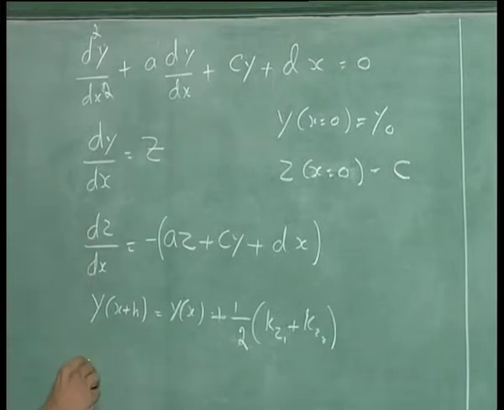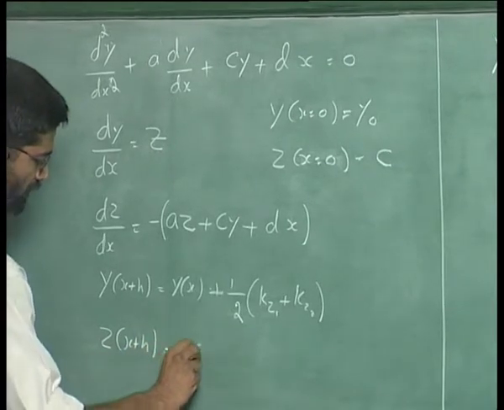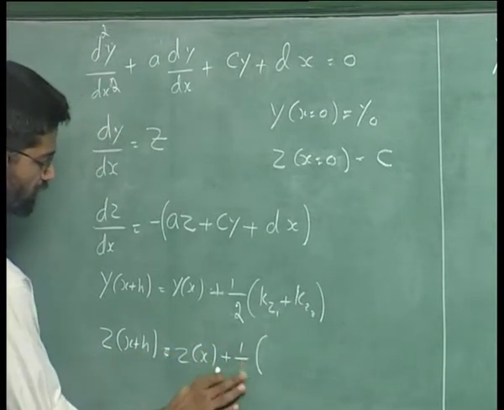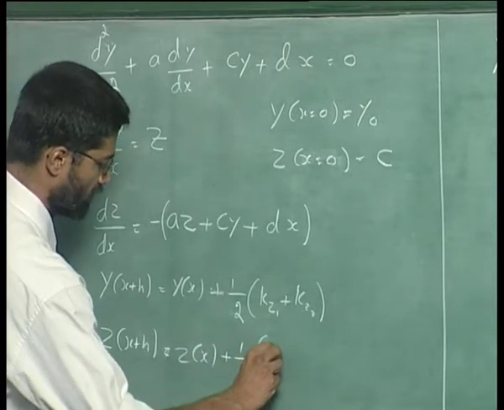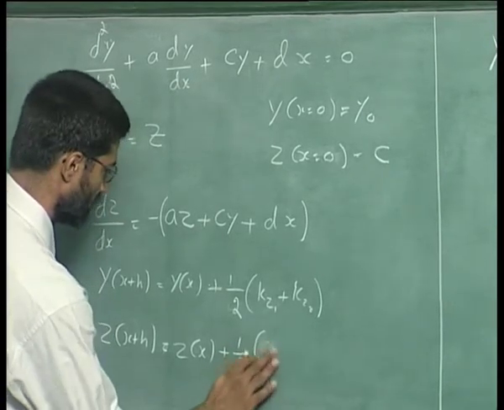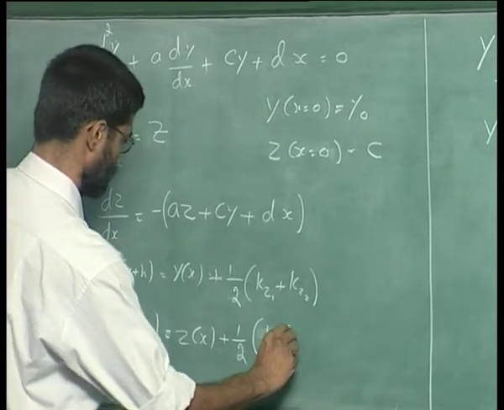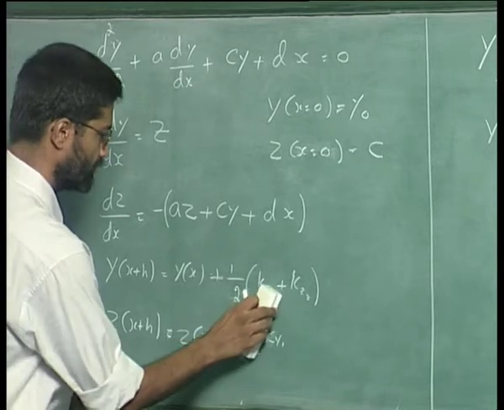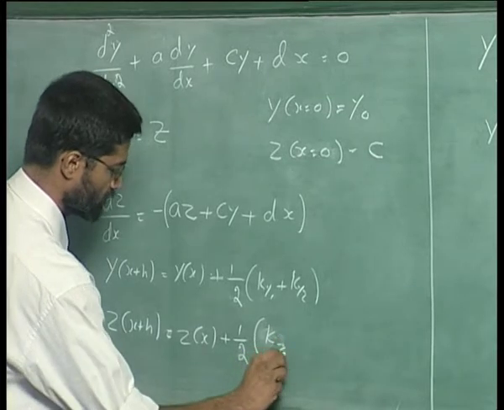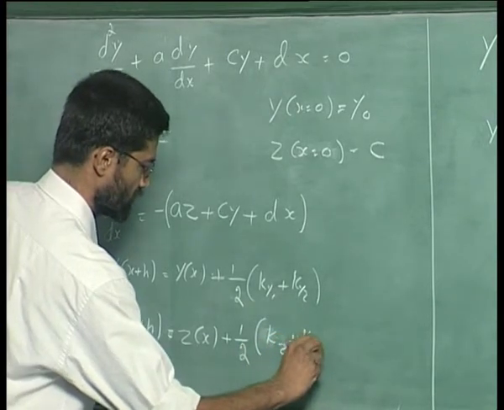Okay, and then similarly I would write z at x plus h as being equal to z at x plus half times a into, now again, I would write it as ky1, plus, sorry, I made a mistake here, ky1, ky2 and kz1. We would use the notation ky for the y thing and kz for the z, kz1 plus kz2 by 2.